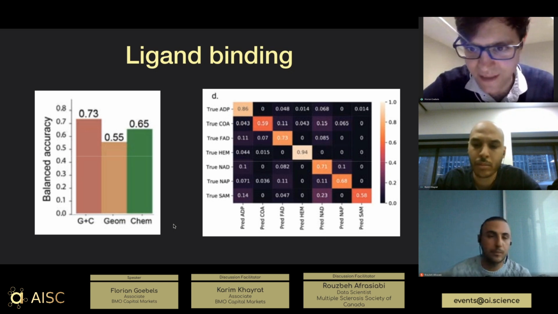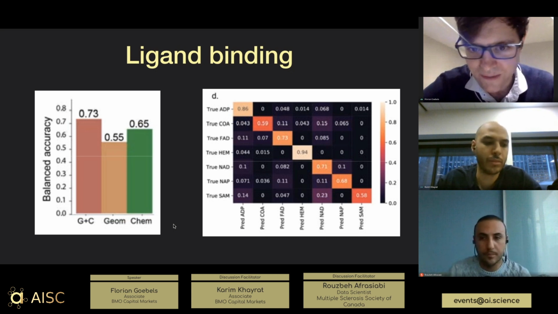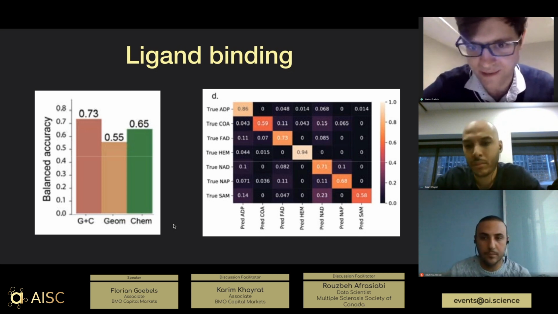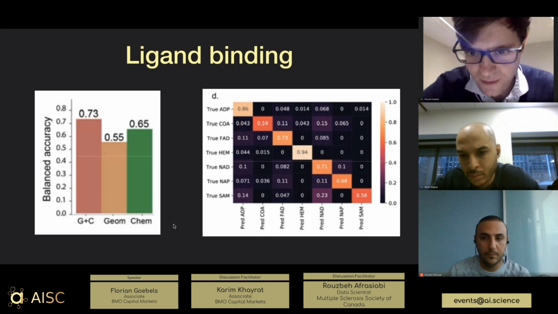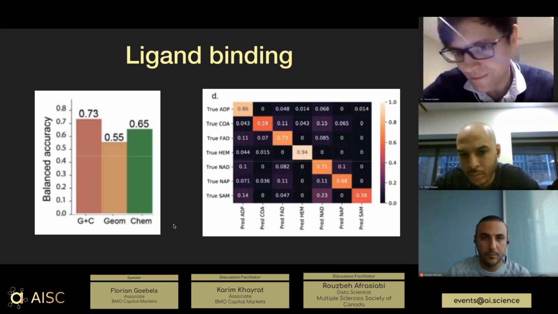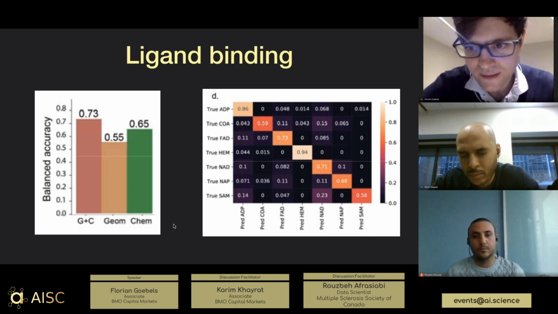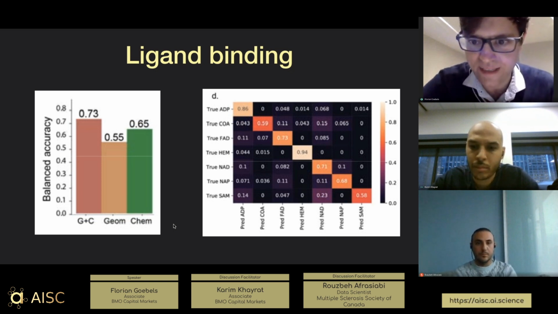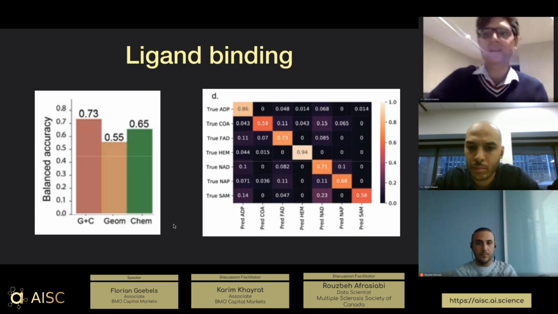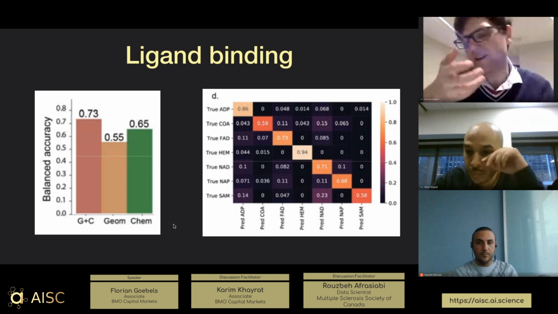However, you have NAP and NAD, and they're a little bit similar to each other. So what happened is it's going to confuse those 2 together. And on top, NAD, NAP, and SAM, they're all a little bit similar to each other. So they're going to confuse like SAM to be NAD and so on. And the other big error they had was they had a true NADP and then they classified it as FAD. So some of these compounds are more similar to each other.